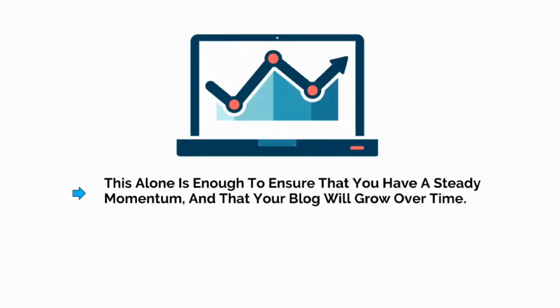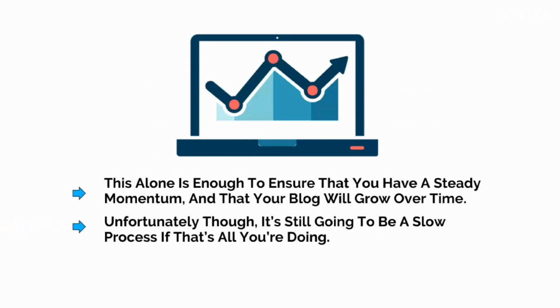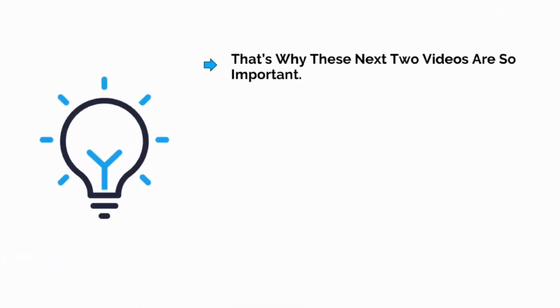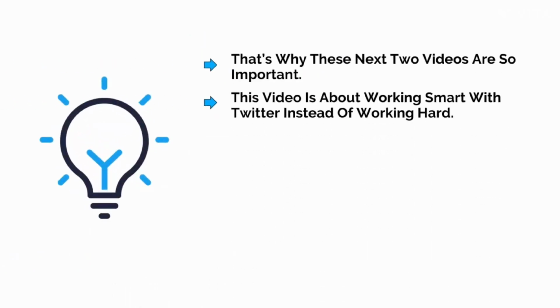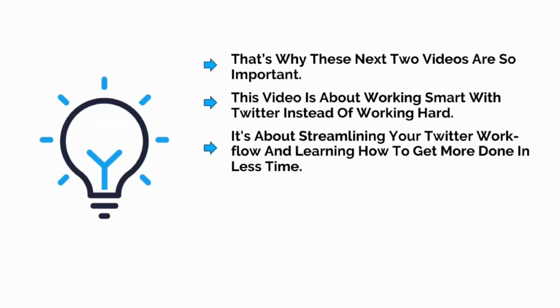This alone is enough to ensure that you have a steady momentum and that your blog will grow over time. Unfortunately though, it's still going to be a slow process if that's all you're doing, and it still involves a lot of work. That's why these next two videos are so important. This video is about working smart with Twitter instead of working hard. It's about streamlining your Twitter workflow, and it's about learning how to get more done in less time.